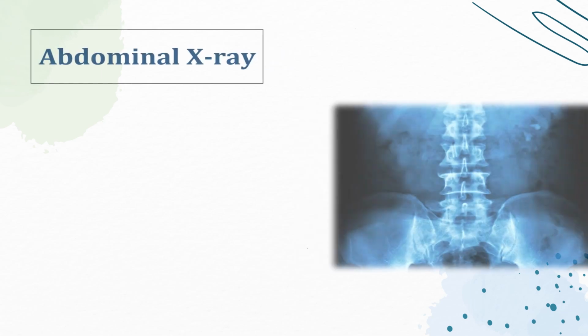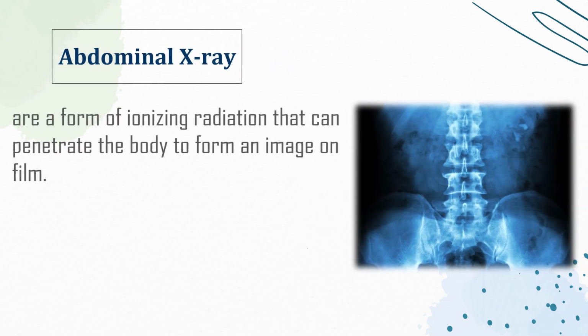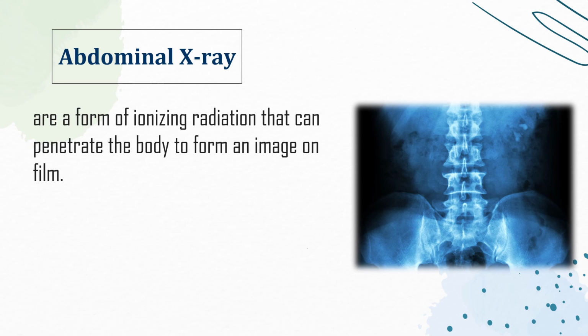Next is the abdominal X-ray. Abdominal X-rays are a form of ionizing radiation that can penetrate the body to form an image on film. It uses a very small dose of ionizing radiation to produce pictures of the inside of the abdominal cavity. It is used to evaluate the stomach, liver, and intestines and may be used to help diagnose unexplained pain or vomiting.